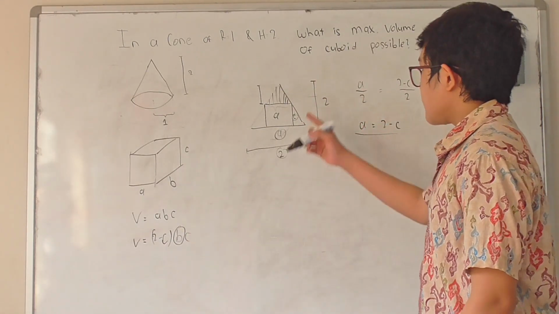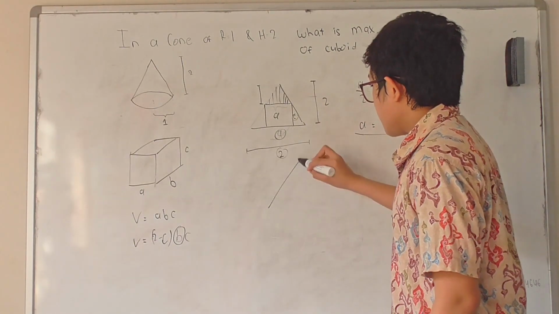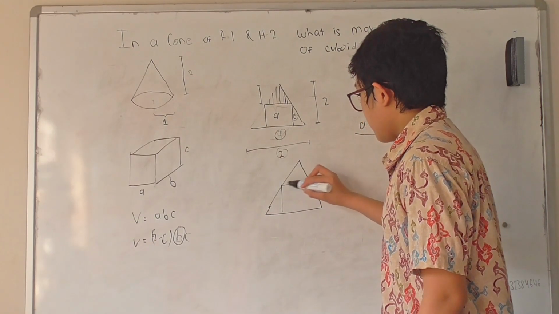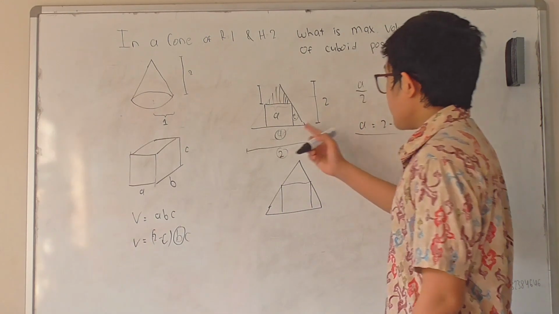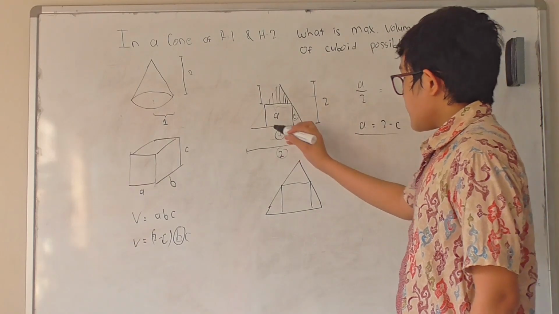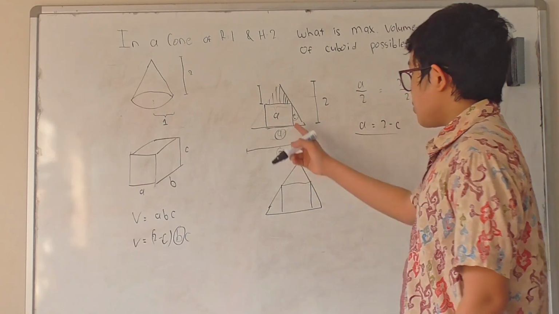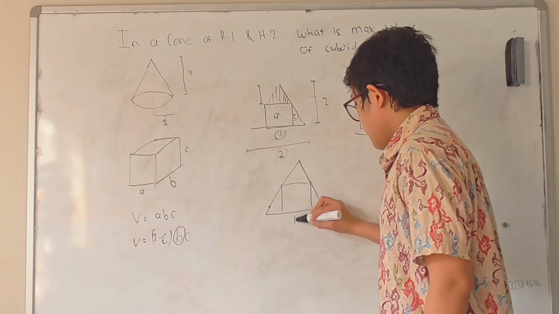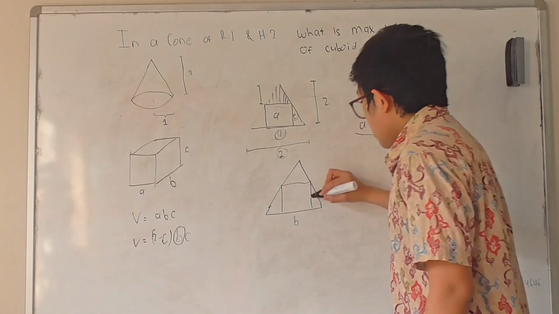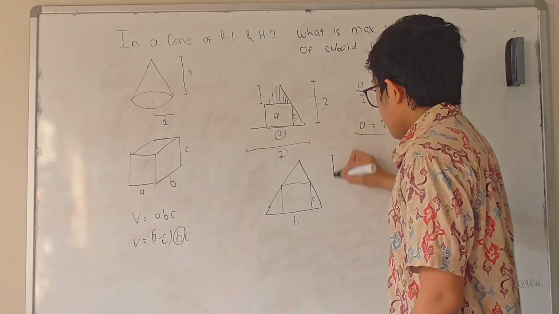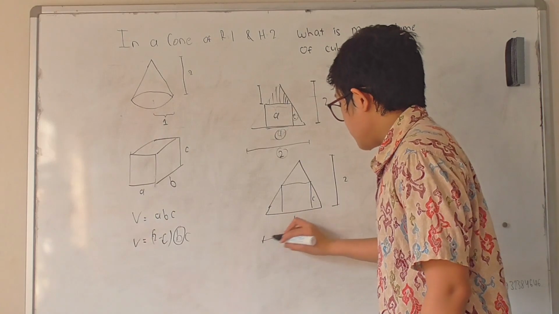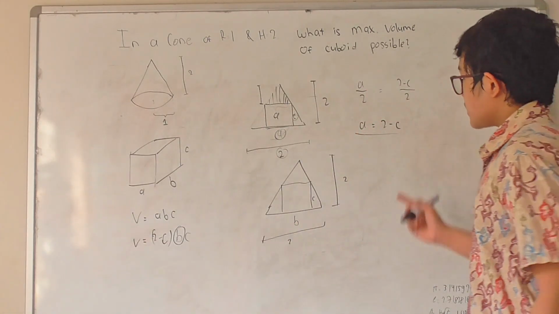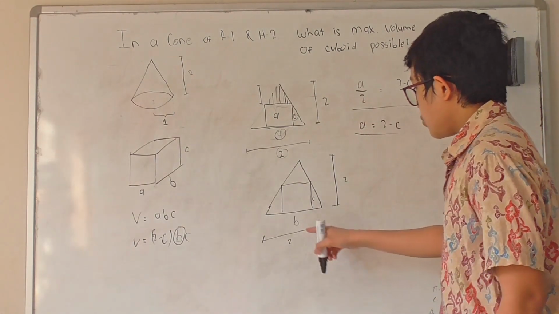Well, let's take a look at this original diagram. You can have the cone represented as a triangle and then the rectangle for the cuboid. In the first diagram, we represented the base of the cuboid as A, but it can also work if you write it as B over here. This becomes B, with the height as C, the height of the triangle as 2, and the base of the triangle as 2. We can create the same exact function as this one, but instead we use B.